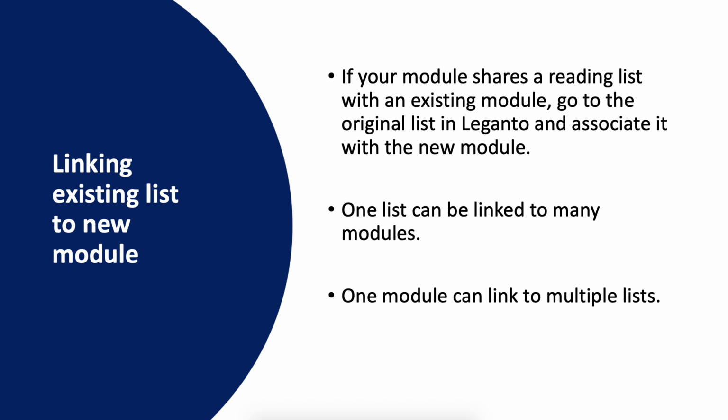The second option is if a module will point to a list that already exists in Leganto. In this situation, you can go to the list in Leganto and you can choose a different module or a new module to associate it with. And one list can actually be linked to many different modules, and a module can have multiple lists attached to it as well. So next there will be a video which shows you the steps of how to do this.